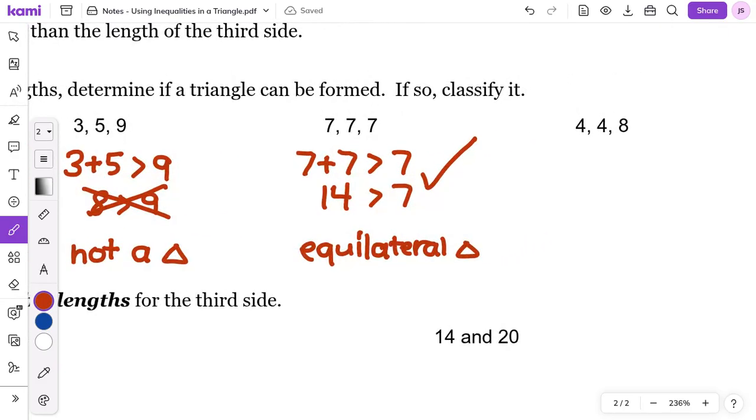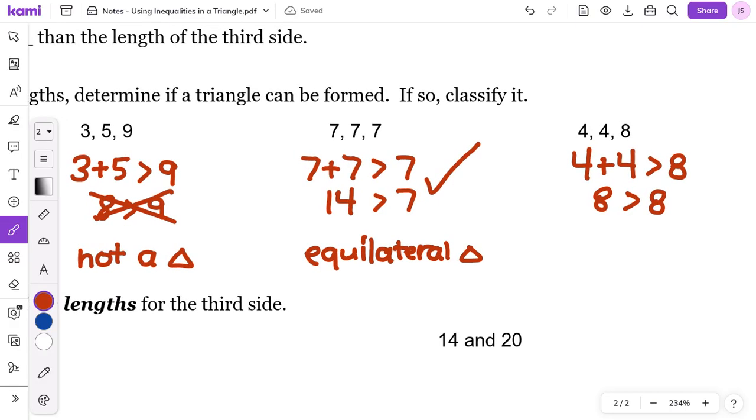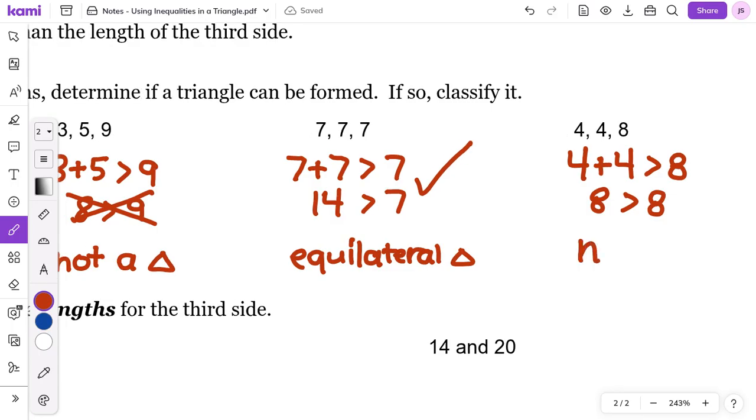And then the final one here, 4, 4, and 8. If we do 4 plus 4 and check if it's greater than 8, 8 is greater than 8? Remember the significance of your inequality symbol. This is not true. 8 is not greater than 8. So this actually does not work.